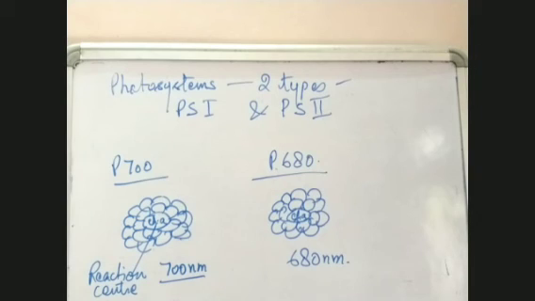I have told you a little about the photosynthetic pigments, that there are 4 types. Chlorophyll has many types: chlorophyll A, B, C, D, E, and bacterial chlorophyll and bacterioviridin. Then we have the second type of photosynthetic pigment, carotenoids. Carotenoids are further of 2 types, carotene and xanthophylls. Then the third type is phycobilins. Phycobilins are further of 2 types, phycocyanin and phycoerythrin.